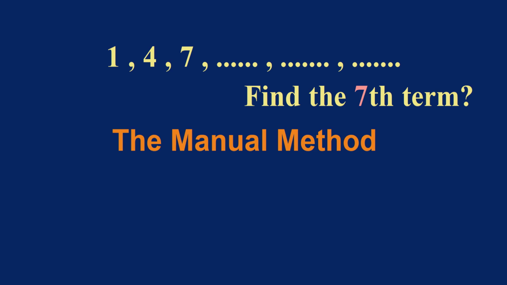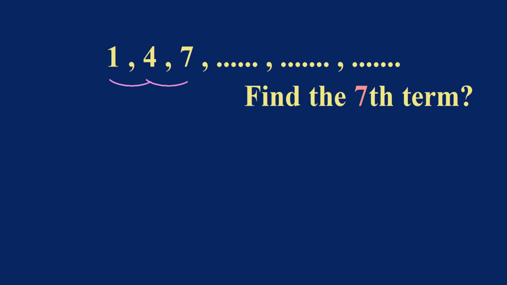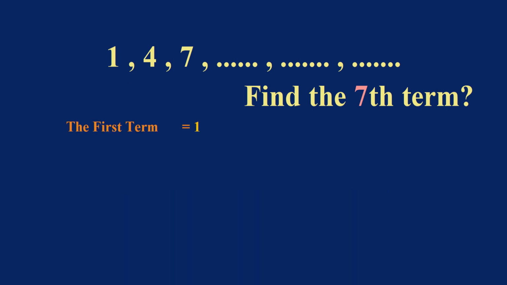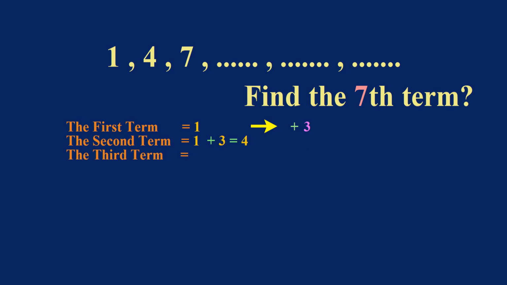Look at the problem. Since each term increases by 3 from the previous one, this 3 is called the common difference. The first term in the arithmetic sequence is equal to 1, and we can get the second term by adding 3 to the first term. So the second term is equal to 1 plus 3, which equals 4. And we can get the third term by adding 3 to the second term. 4 plus 3, which equals 7.